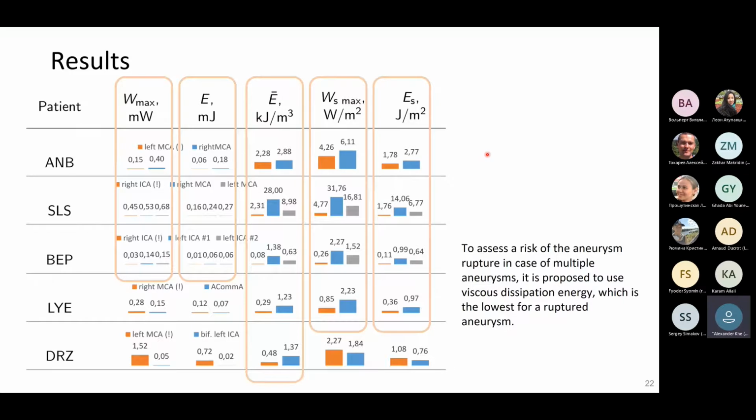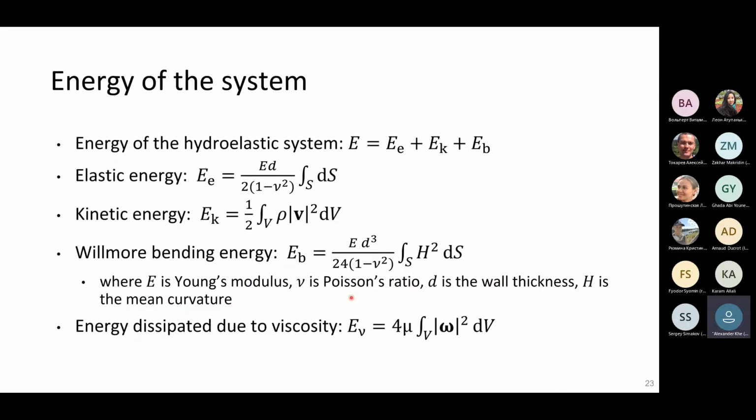So the next step is to consider the surface of the aneurysms, and in this case we computed the energy of a hydroelastic system as a sum of different energies.